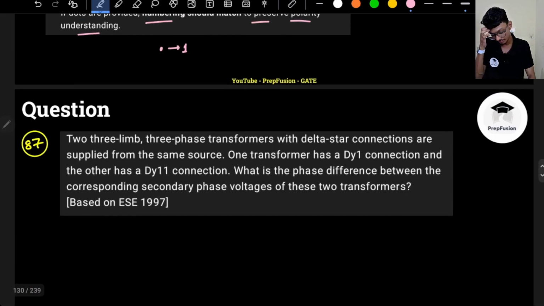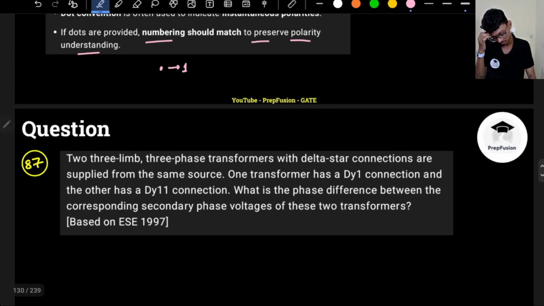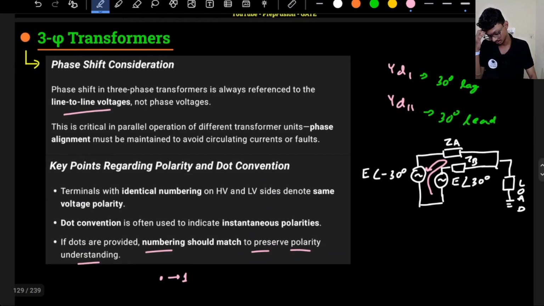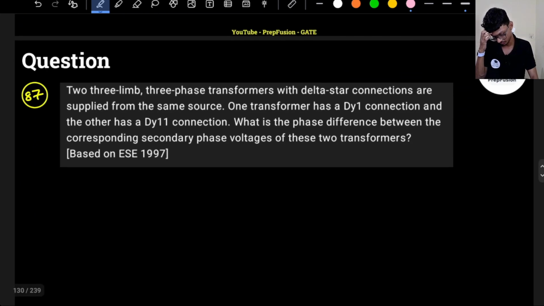Okay, so now, how did this come here? This is a question basically. Before that, I will start with star connection. Is it there already? Yeah, star connection is later. This is the question that I will solve first.